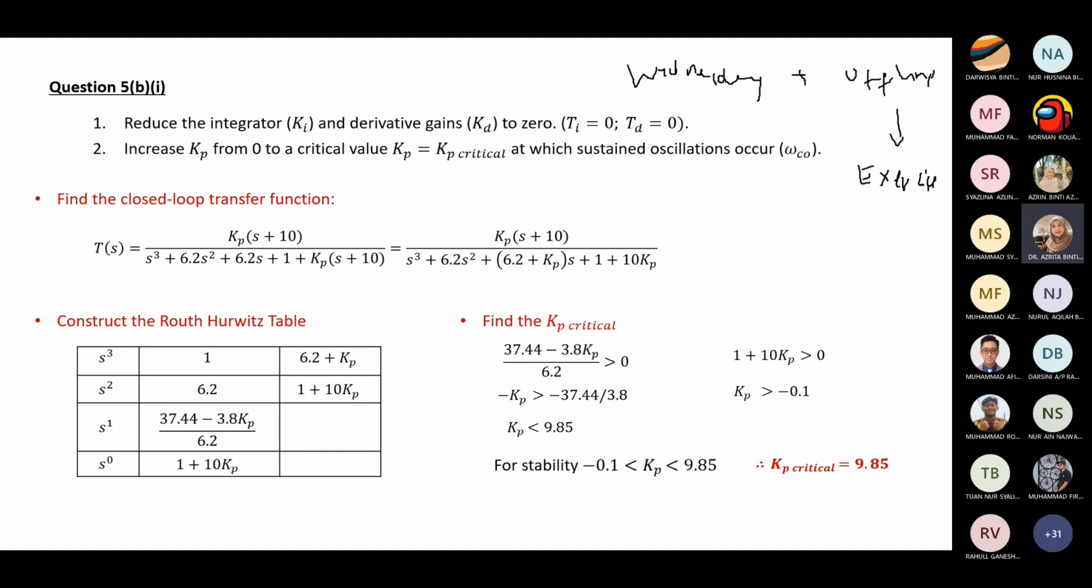Nanti saya akan bagi exercise based on the PID and Ziegler Nichols. You need to answer this exercise and submit after the semester break. So you have 1 week to do this exercise and submit in ULearn. Boleh?